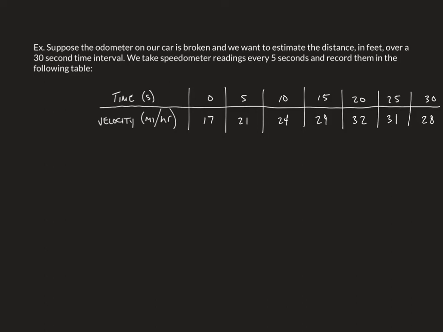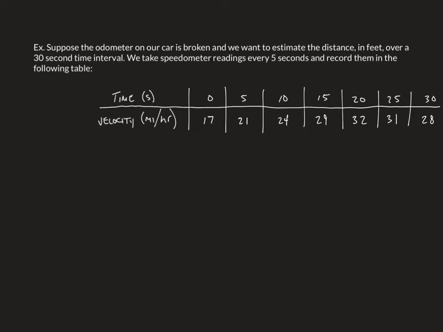Finding the distance you've traveled is easy if velocity is constant, right? If you're traveling at the same speed, then the distance that you've traveled is just velocity times time. But if velocity is varying, it's not easy to find that distance. So you're going to see an example of how we apply Riemann sums here to estimate the distance traveled when the only thing we know is velocity.